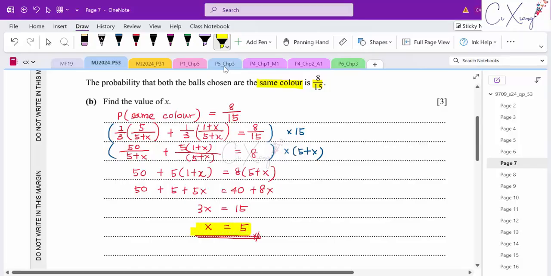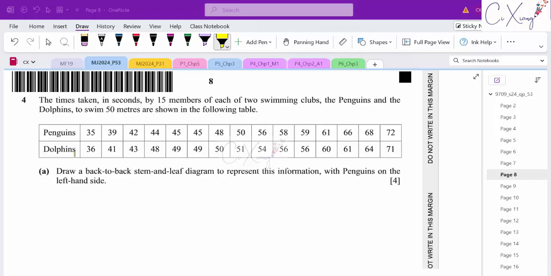Okay, yeah, so this is how we solve the question. Question number 4. The time taken in seconds by 15 members of 2 swimming clubs, Penguins and Dolphins, to swim 50 meters are shown in the following table. So we are having 50 members each clubs. Draw a back-to-back stem and leaf diagram to represent this information with Penguin on the left-hand side.